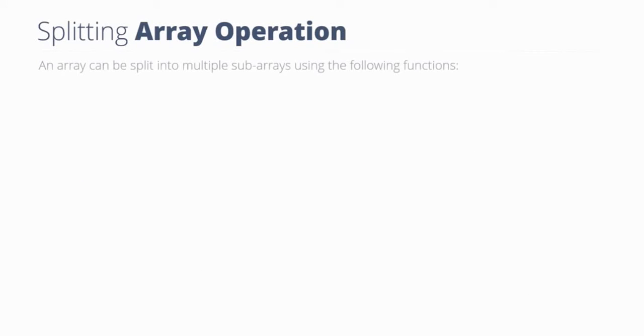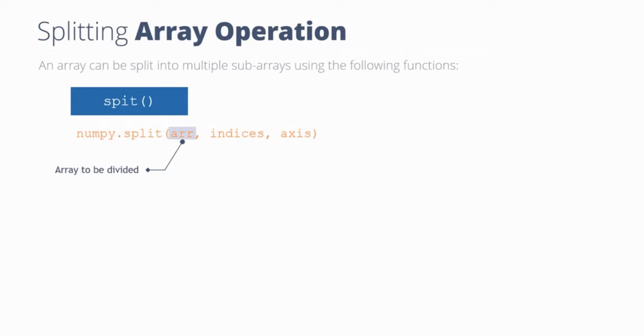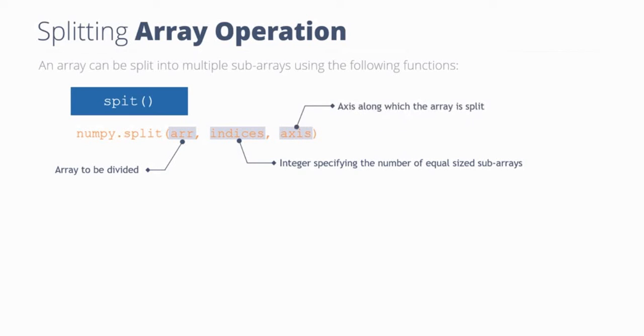An array can be split into multiple subarrays using the split built-in function. This function breaks the array into subarrays along a specified axis. Its syntax is: here, R represents the array to be divided. Indices refers to the integer specifying the number of equal-sized subarrays. Axis refers to the axis along which array is split. By default, it is 0.